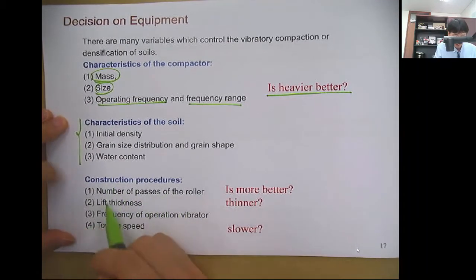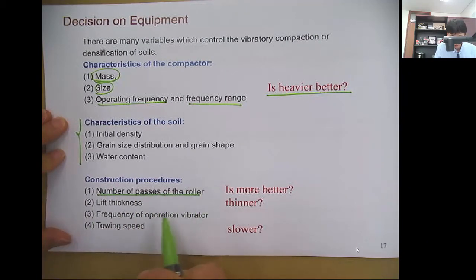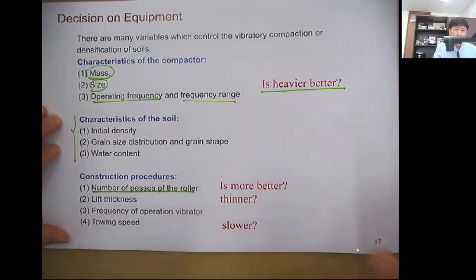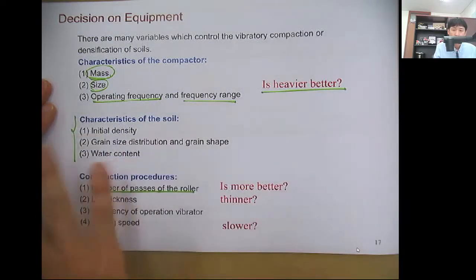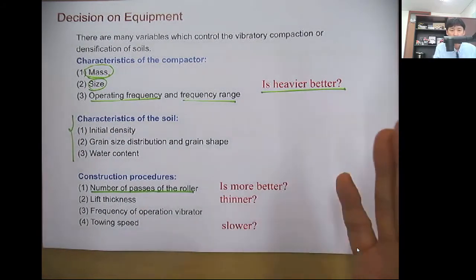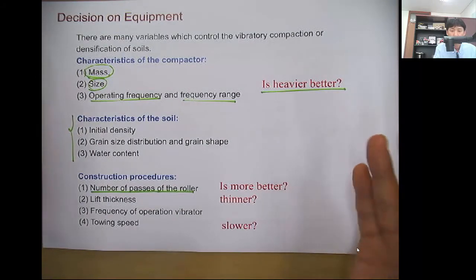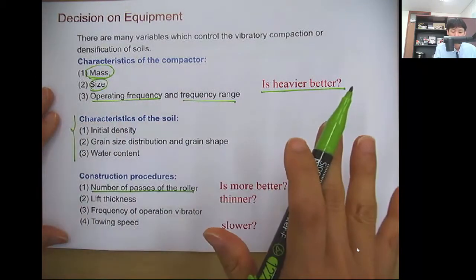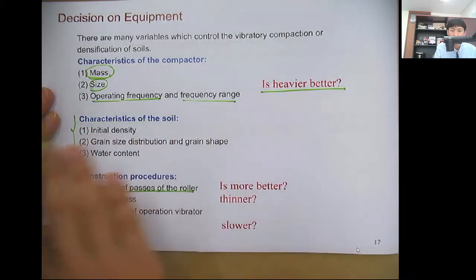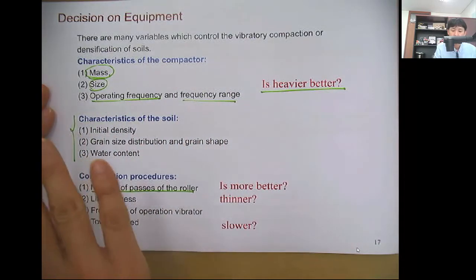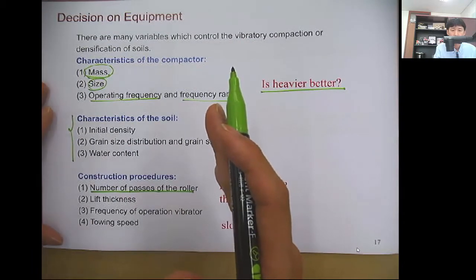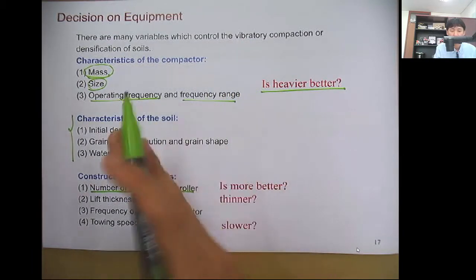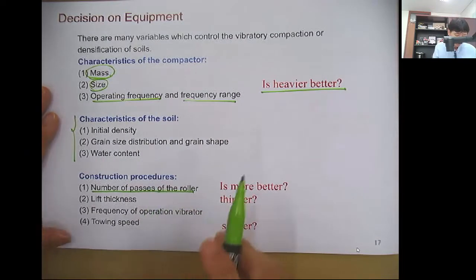Construction procedure: the number of passes of the roller. If you pass back and forth more, it's going to densify the soil, but it's going to slow down the construction process. So there should be a threshold number of passes, above which the density of the soil does not increase that much. So you have to find an optimized number.